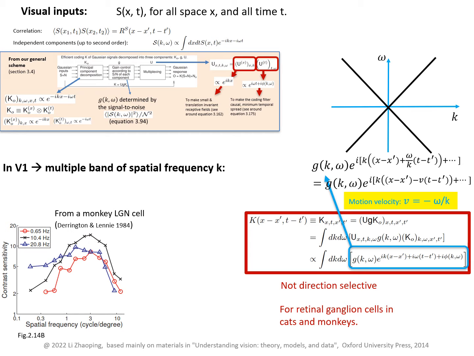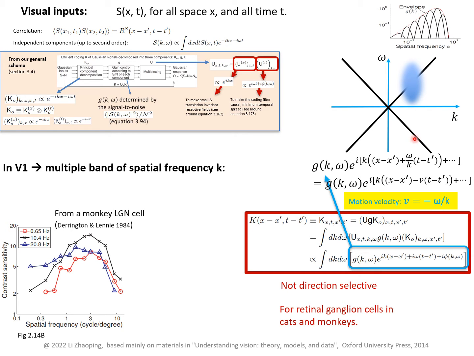In V1, things are different because different spatial frequencies are divided into different bands for multi-scale coding. Here I only list the magnitude of the frequency, so this negative part is gone. Let's look at one particular frequency band, with a minimum to a maximum spatial frequency range. And you notice that we also have a temporal frequency range, and that is imposed by this gain function.